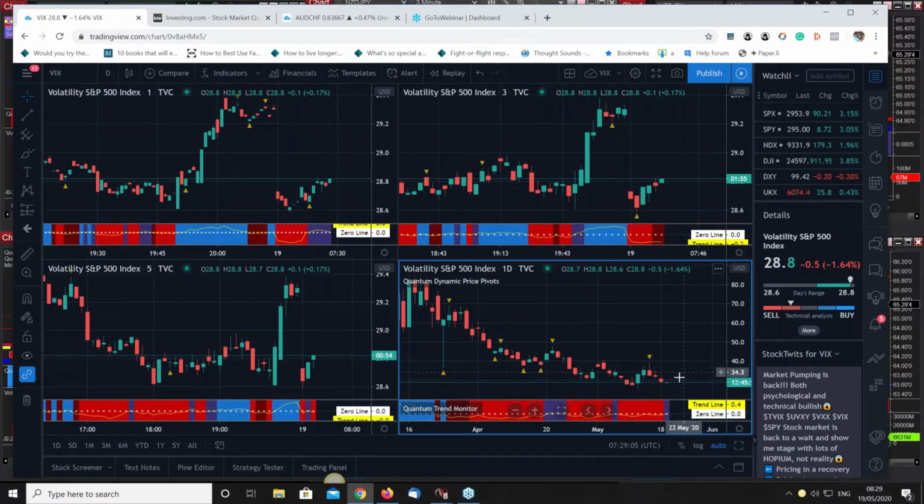That's the daily chart for the VIX. You can see where we're going. We're still continuing to the downside. But in terms of an intraday perspective, we opened up down here. Now we're starting to tick up a little bit.